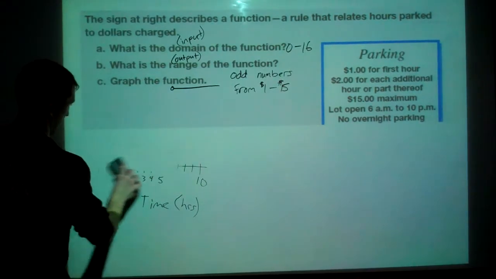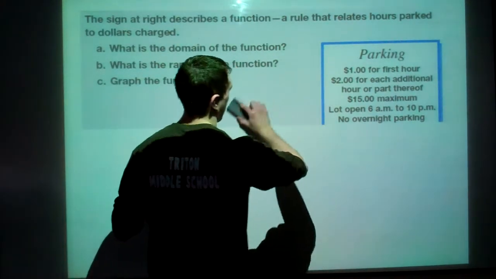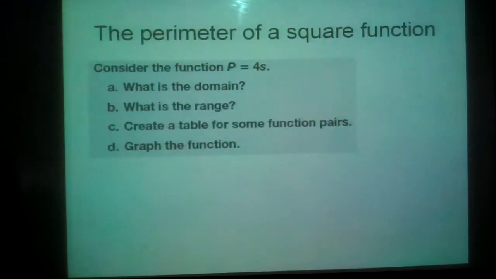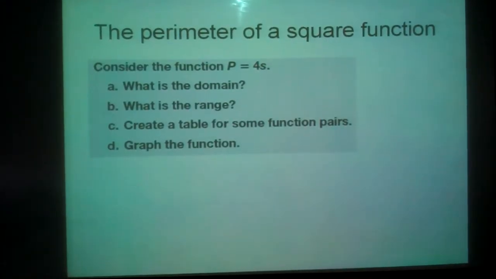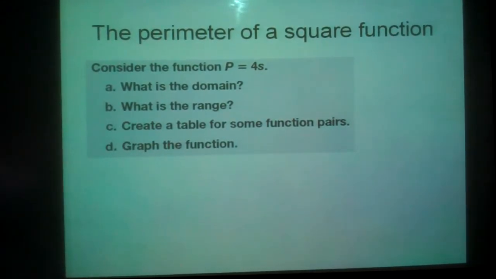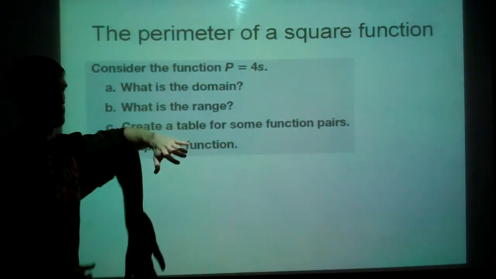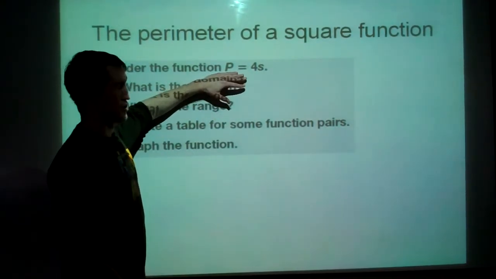Okay, that one's kind of funky, and it takes a little bit longer. We'll go through that one again tomorrow for sure, but we want to take a look at one that's a little more mathematical. Okay, so we're going to take the perimeter of a square function, and we're going to consider, well, you know, a square has all the same sides, so if we want to find the perimeter of it, we've dealt with this function before.